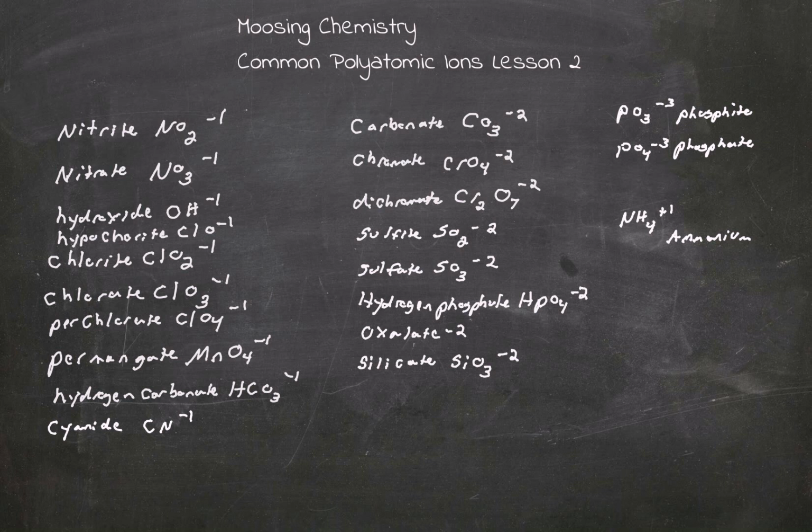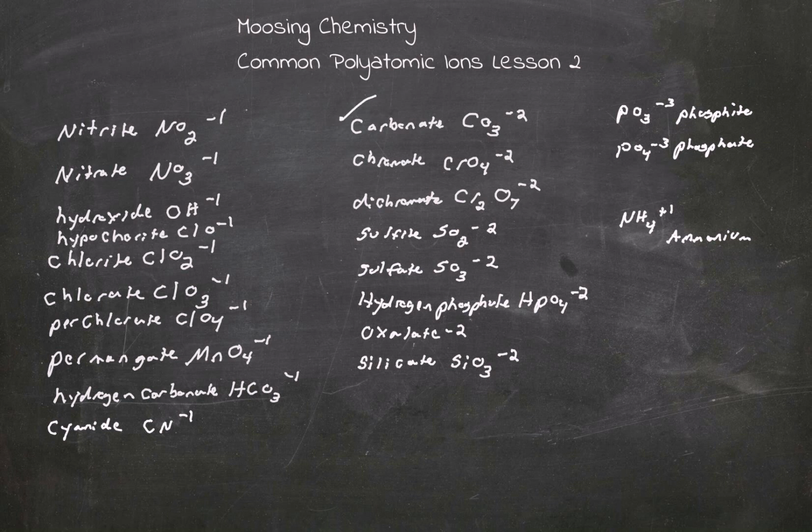Okay, well, I'm back. I wrote down all the ones that are pretty much common that you would see in a lot of high school chemical equations, like nitrite, NO2 -1, nitrate, NO3 -1, and hydroxide, OH -1, that's a big one. Of course, hypochlorite, chlorite, chlorate, and perchlorate are pretty common too. Permanganate, MnO4, you see a lot. Hydrogen carbonate, HCO3 -1, you see that. Cyanide, CN -1, is also seen.